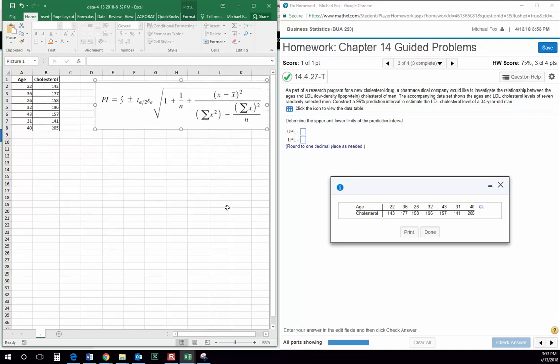So that thing's nasty looking, right? Well, let's just take a look at it. Let's break it down and look at all the different things we have here. Excel won't do this for us. If we had PHStat, it would.